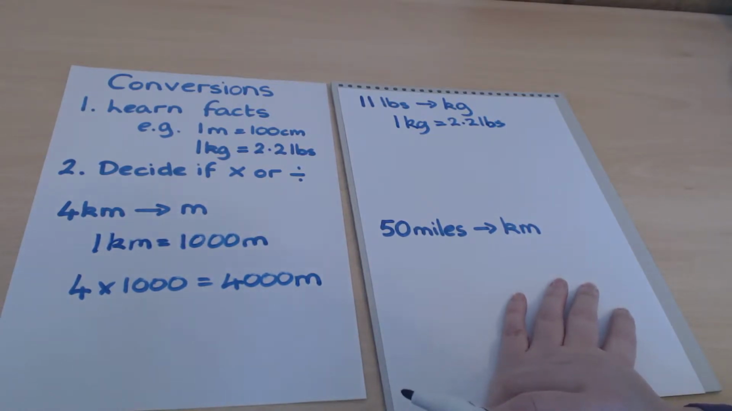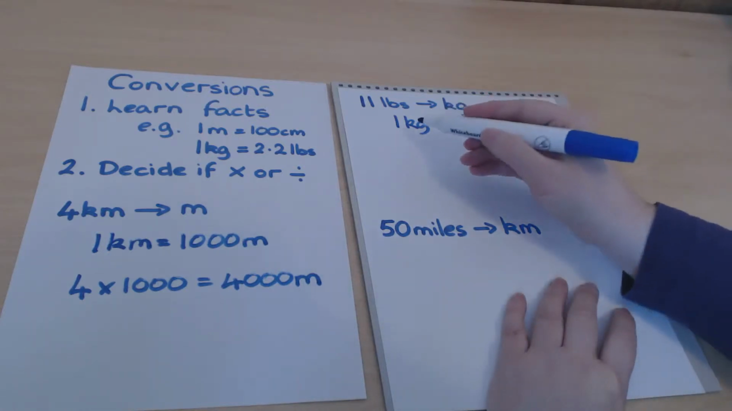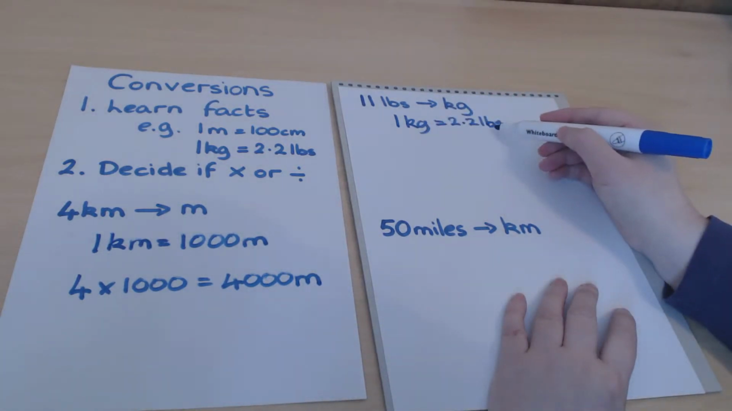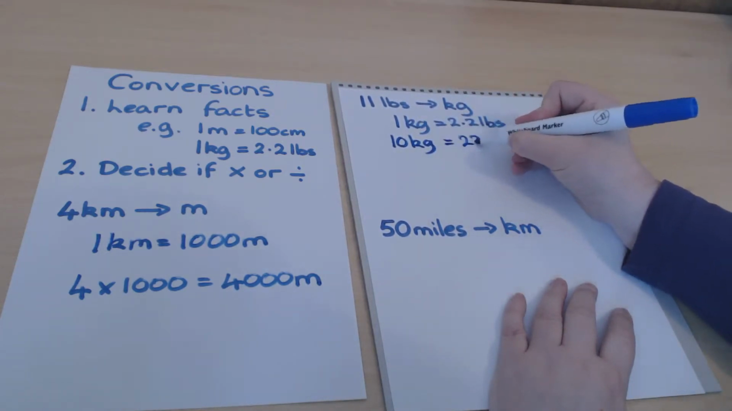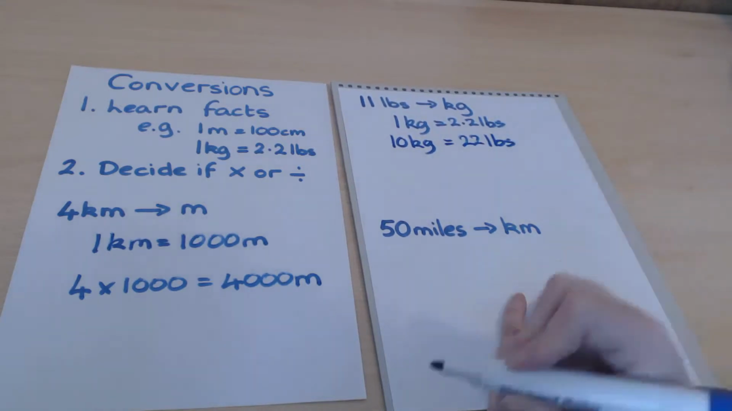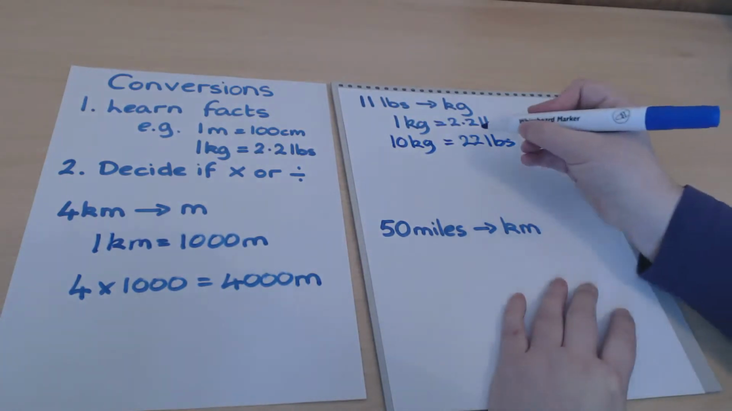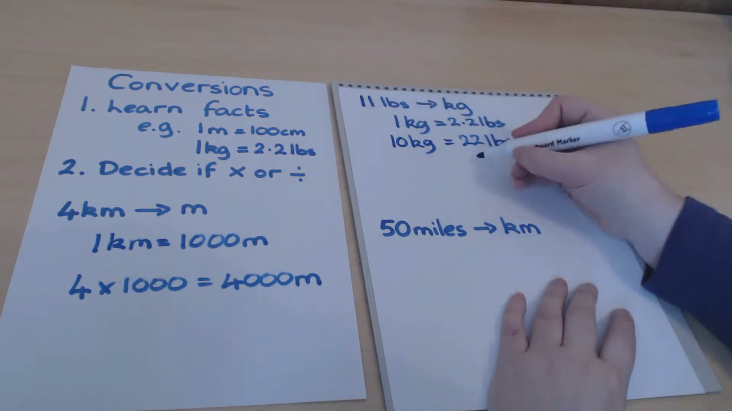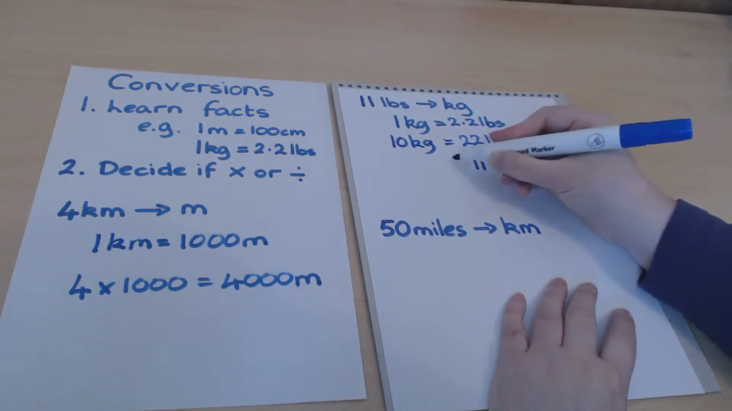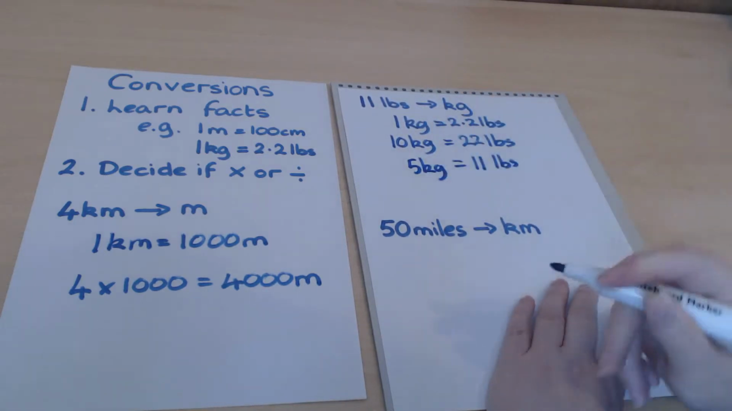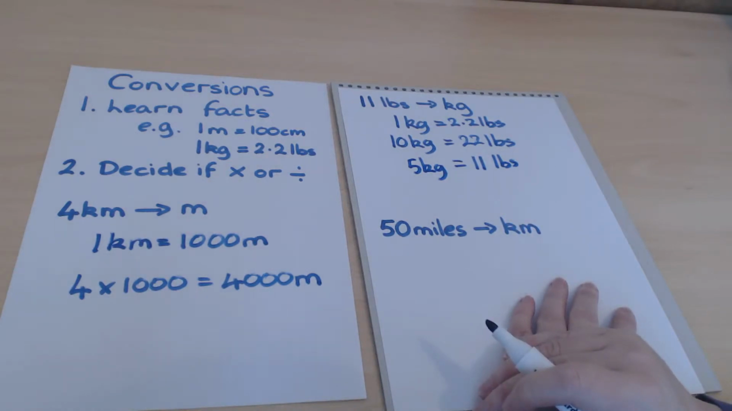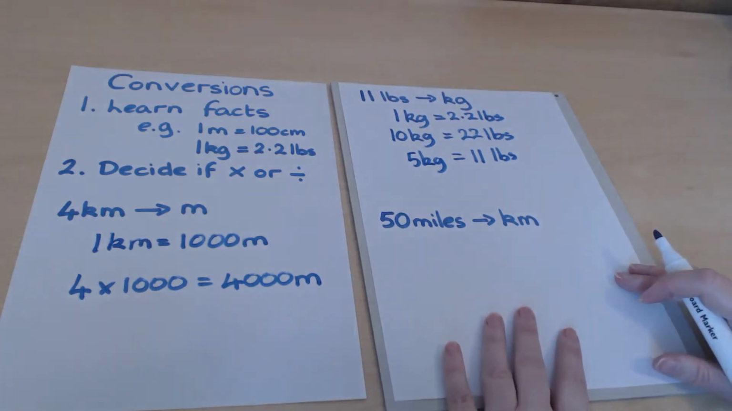So here's a slightly easier way to do it, and this works a lot with most conversions. So if 1 kilogram is 2.2 pounds, 10 kilograms would be 22 pounds. Hopefully you can see where I'm going here, because 22 is double 11. So 11 pounds must be half the size, so that would be 5 kilograms. I think you'll agree that was much easier than trying to do 11 divided by 2.2. So now let's look at another example.